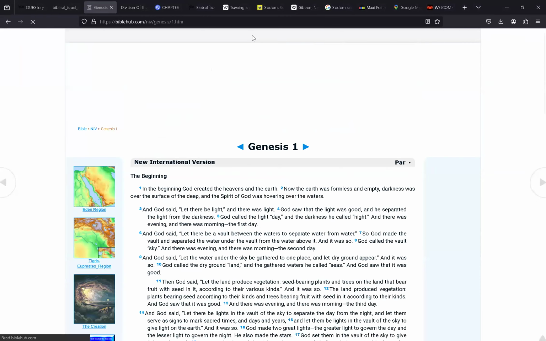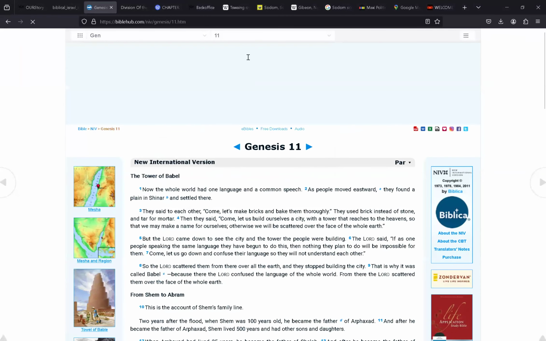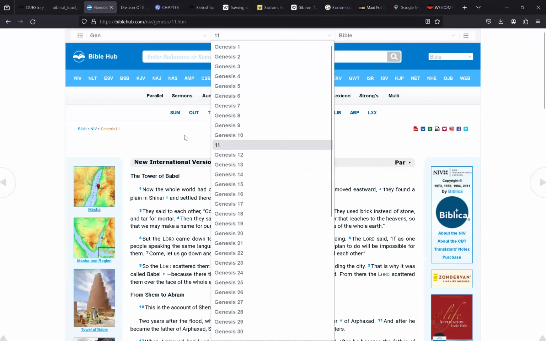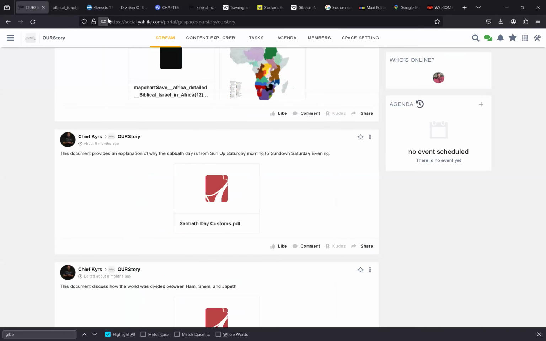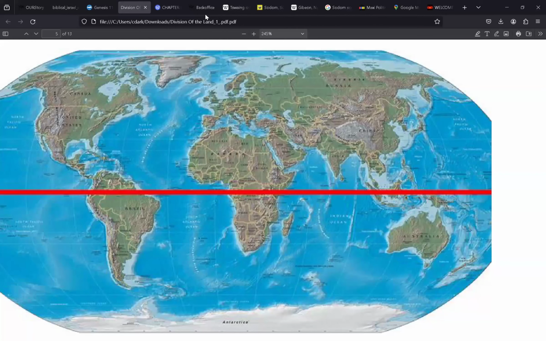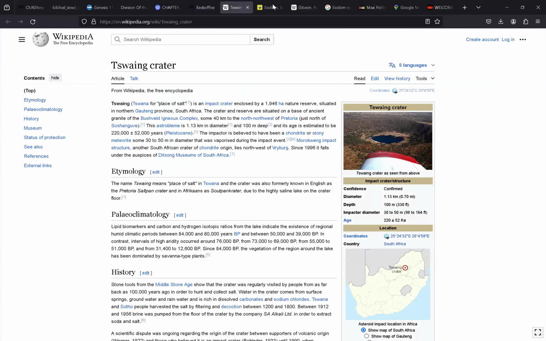Genesis 11. You can scroll down. It's verse two right here. Now the whole world had one language and a common speech. As people moved eastward, they found a plain in Shinar and settled there. So the question becomes, where is Shinar? And these are eastward.